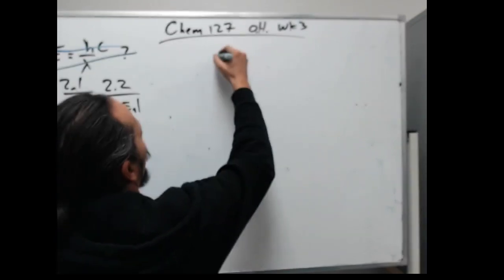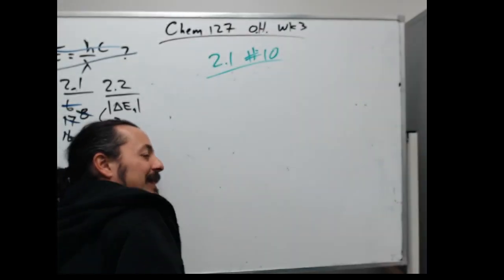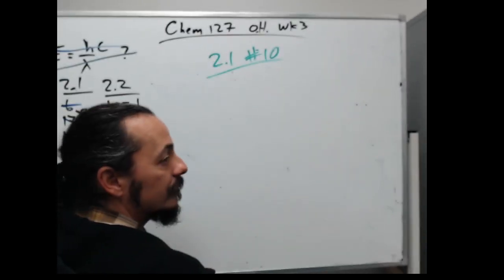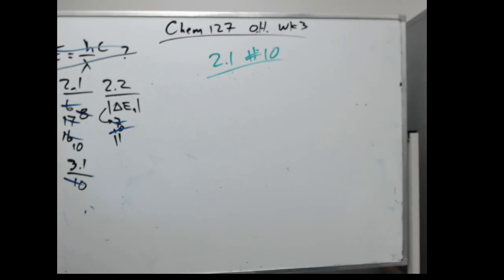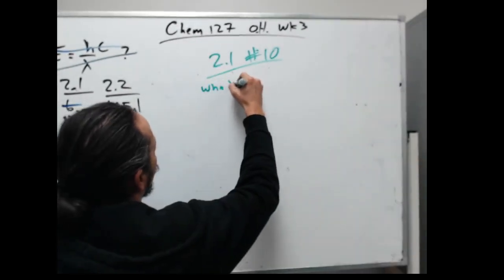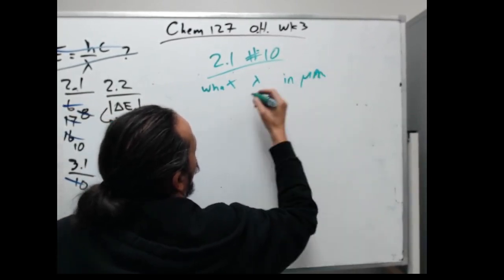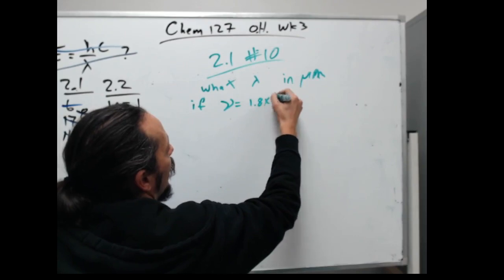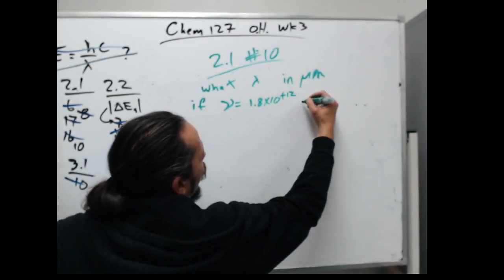Okay, so probably the last one we're going to do, 2.1, number 10. You want to go ahead and read that one to me? Yes. What is the wavelength in micrometers of a photon with a frequency of 1.8 times 10 to the 12 seconds to the negative... Positive 12. Positive 12, okay.